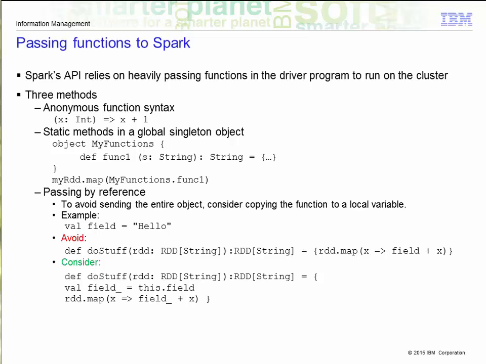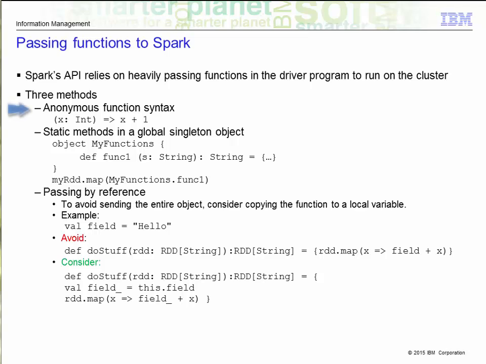Passing functions to Spark. I wanted to touch a little bit on this before we move further. This is important to understand as you begin to think about the business logic of your application. The design of Spark's API relies heavily on passing functions in the driver program to run on the cluster. When a job is executed, the Spark driver needs to tell its worker how to process the data. There are three methods that you can use to pass functions.